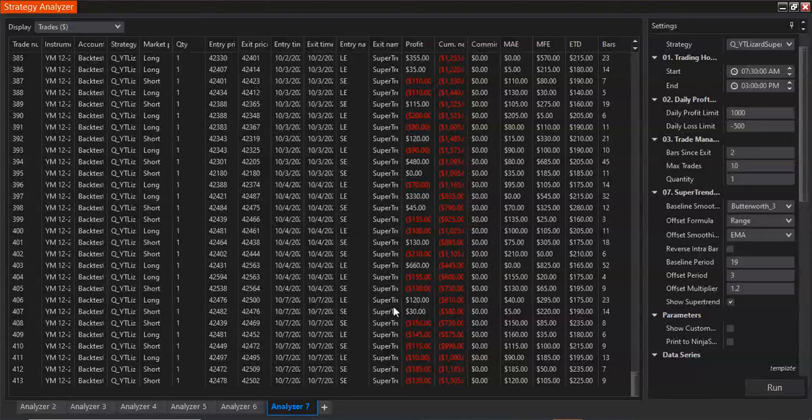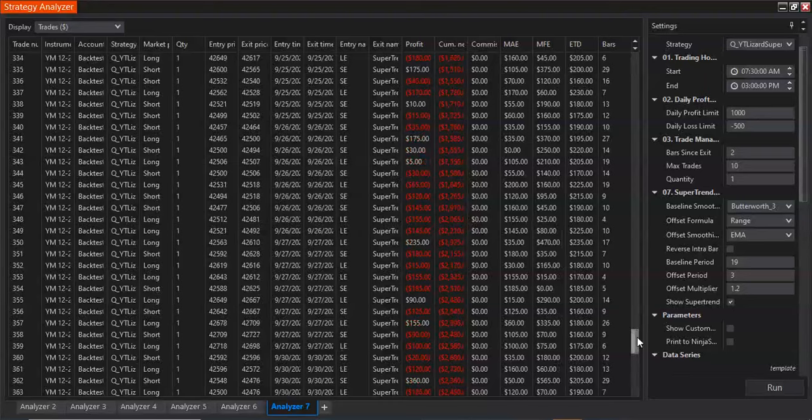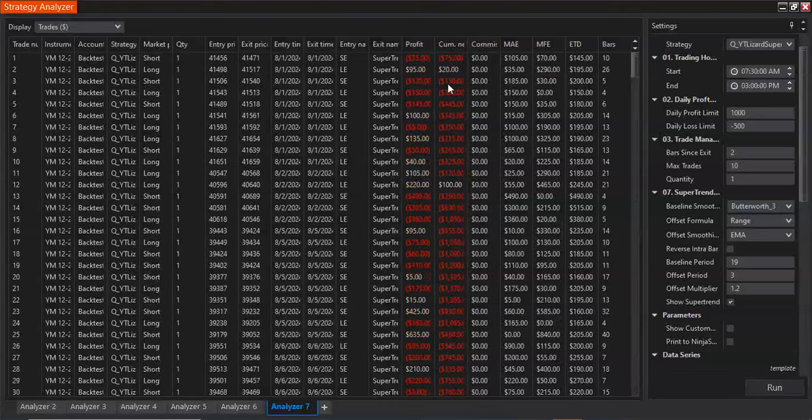Okay, so the day started off with two wins, and then from the cumulative net, it got close to the 500, but then it went right over it. So it lost. It hit the daily loss limit before it even got to the 10 trades. But let's just do it like this, so we can count from the 1st of August.